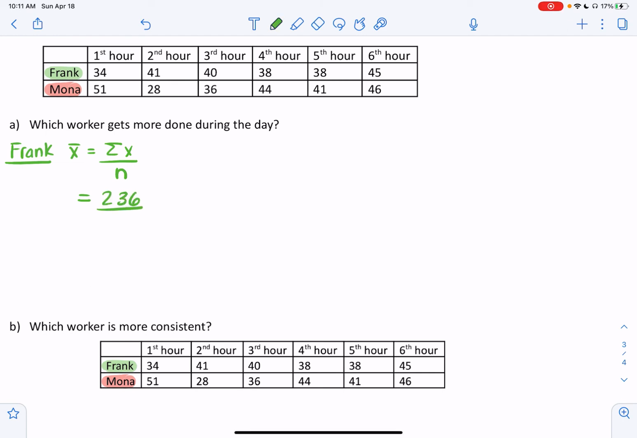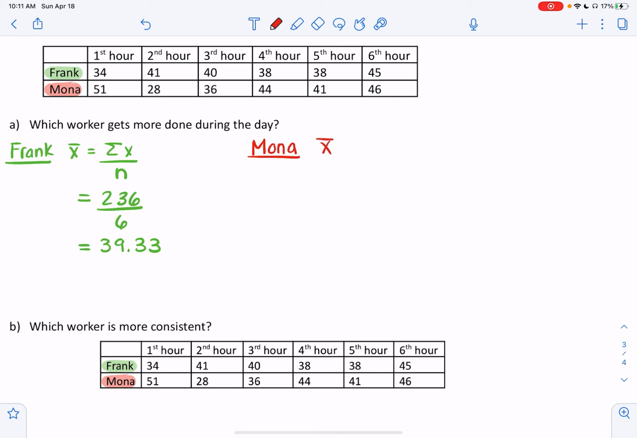And we'll divide that by 6, and that will give us 39.33. So that means the average amount of patio stones Frank is laying per hour is 39.33. Now, because we want to compare Frank and Mona, let's also find the same information for Mona.